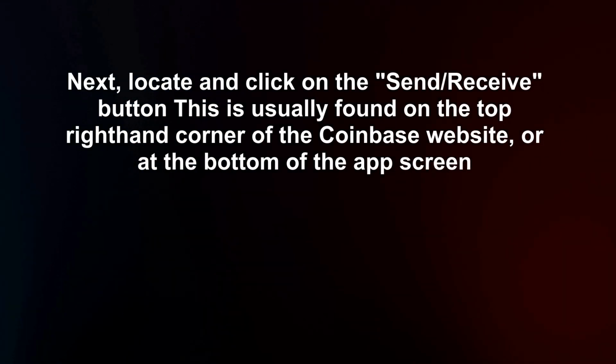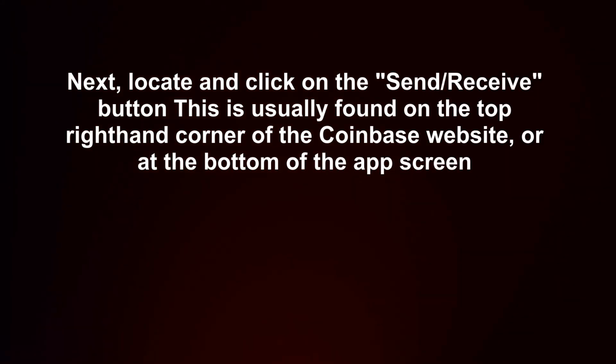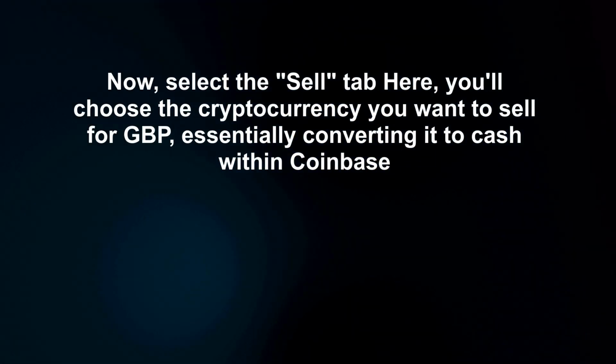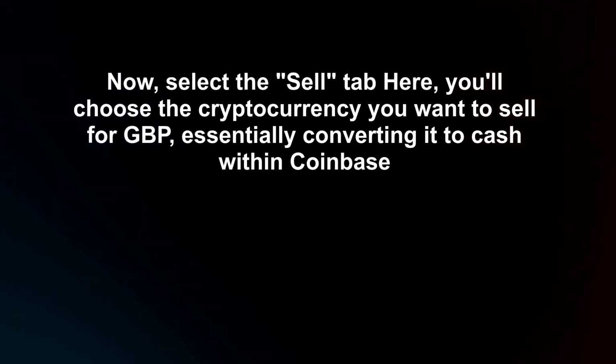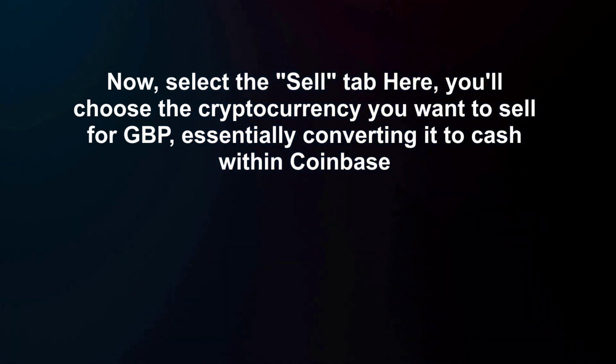Next, locate and click on the Send, Receive button. This is usually found on the top right-hand corner of the Coinbase website or at the bottom of the app screen. Now, select the Sell tab here. You'll choose the cryptocurrency you want to sell for GBP, essentially converting it to cash within Coinbase.